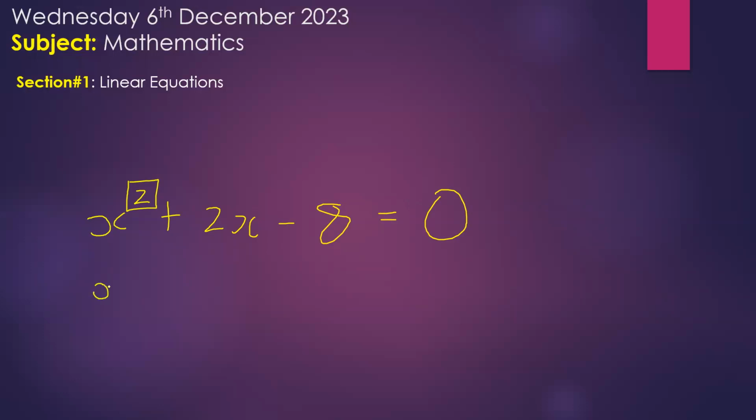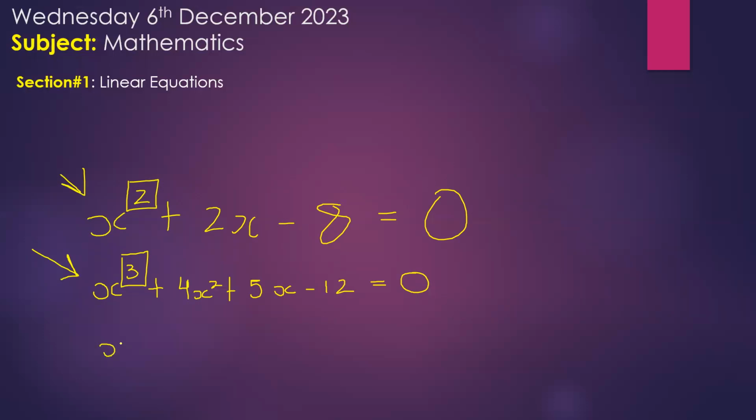Then you have a cubic equation. A cubic equation is one where you have x cubed plus, let's say, 4x squared plus 5x minus 12 equals 0. This is what we call a cubic equation. Why do we call it a cubic equation? Because the highest power of x is 3. So this one is quadratic, right? This one is cubic, all right?